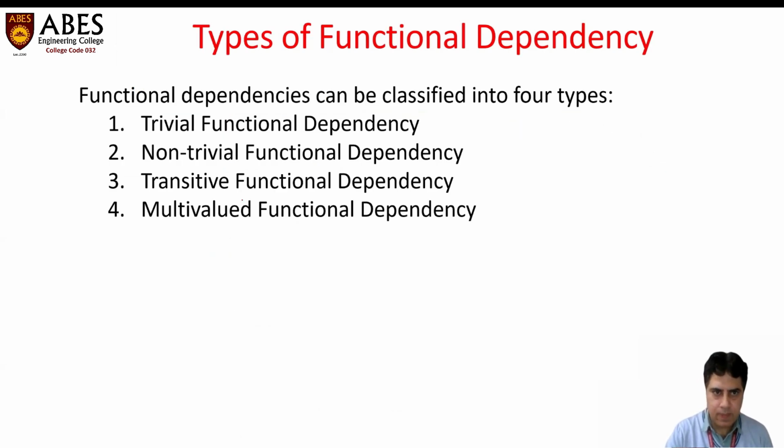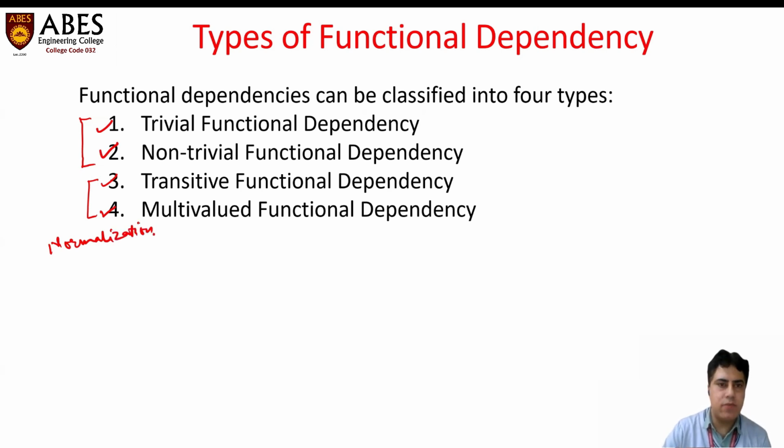Now move on to types of functional dependency. Functional dependencies can be classified into four types. First one is trivial functional dependency, non-trivial functional dependency, transitive functional dependency, and multi-valued functional dependency. In this video, we will cover the first two, trivial functional dependency and non-trivial functional dependency. The last two we will cover in the upcoming videos during the topic normalization.